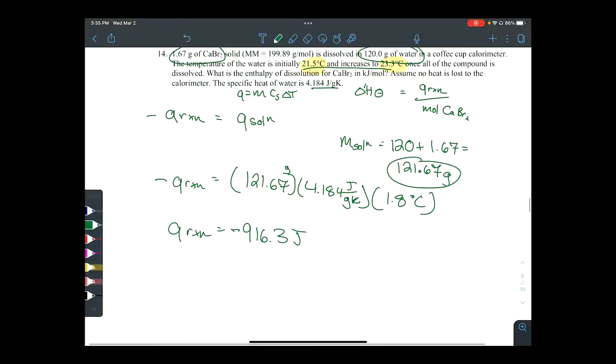No. So we need to do two things. Convert it to kilojoules, but then also divide by the number of moles of calcium bromide that's there. So delta H reaction is negative 0.9163 kilojoules. Sorry, I just skipped a step to go from joules to kilojoules. And then we divide by the number of moles of calcium bromide. How do we get that?